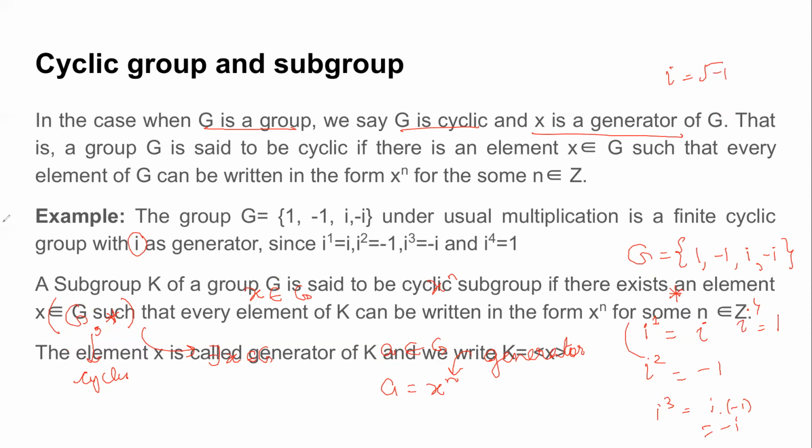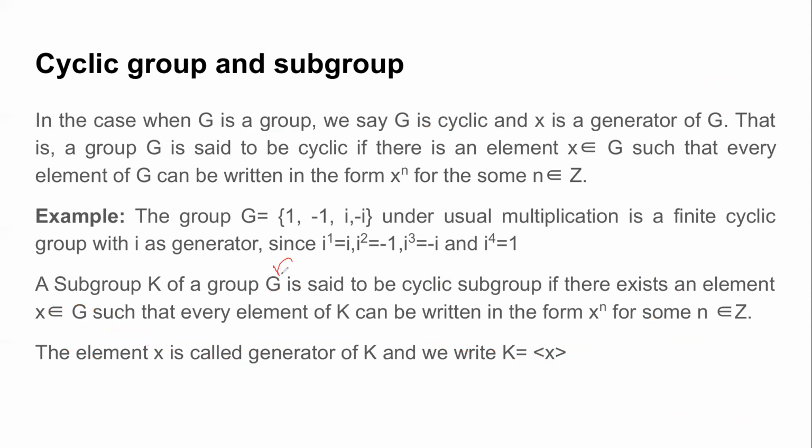Similarly, you can have a cyclic subgroup also. Okay, the only difference is that this G, instead of being a group, is a subgroup. Okay, so that is where we call the element x the generator element, and we denote it by this symbol. Okay, is this clear? What is a cyclic group?